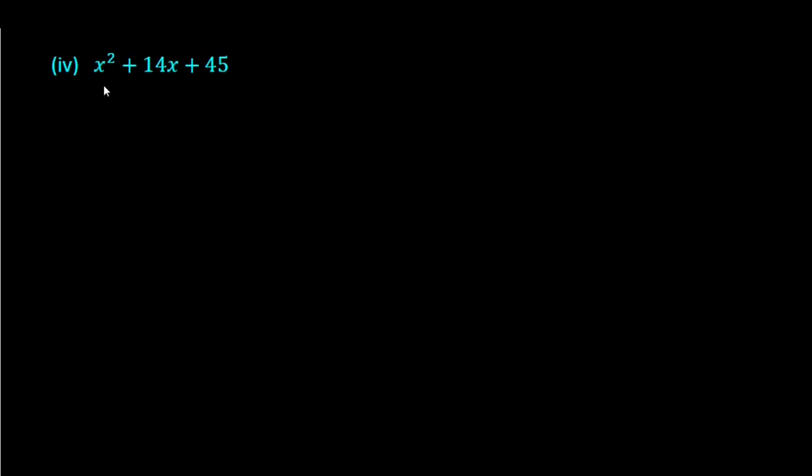Fourth one, x square plus 14x plus 45. Now we have to find two factors whose product is 45 and whose sum is 14. We have to find pair of factors of 45 whose sum is 14. If the pair of factors are m and n, then mn is equal to 45, m plus n is equal to 14. First, let us find the factors of 45.